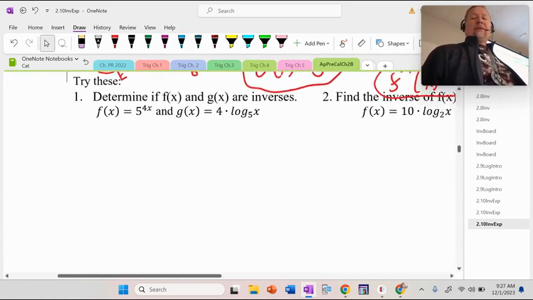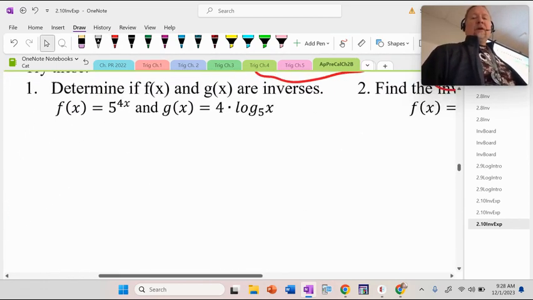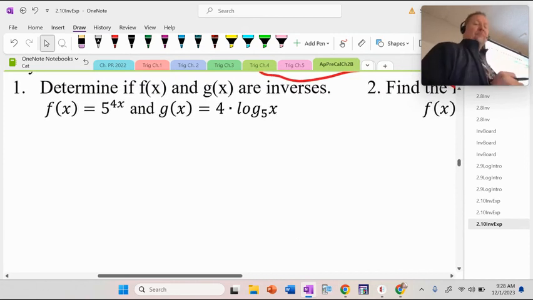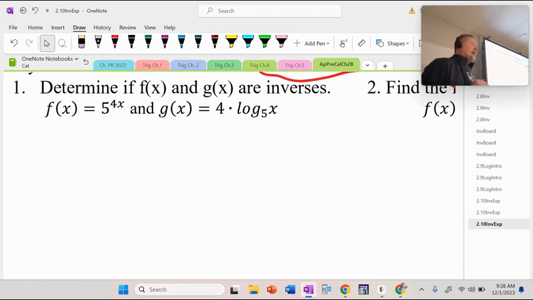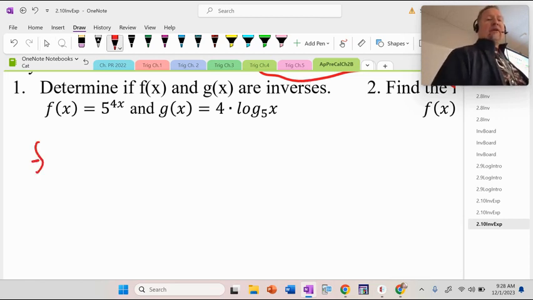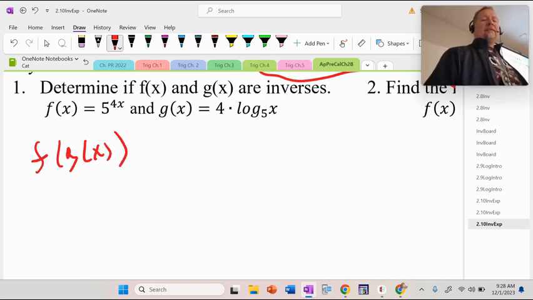So I'm not going to do 2, but I am going to do this. Determine if these are inverses of each other. Here's what you have to do. You already have this typed in front of you. I know I'm going fast. And I didn't quite like how he did it. He kind of skipped some steps in the other video. So that's why I'm taking over.